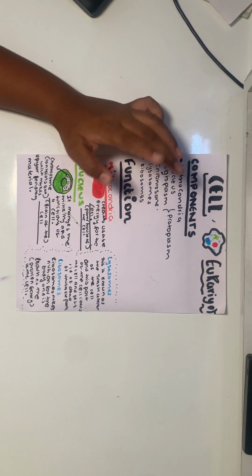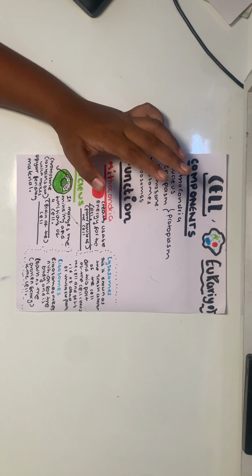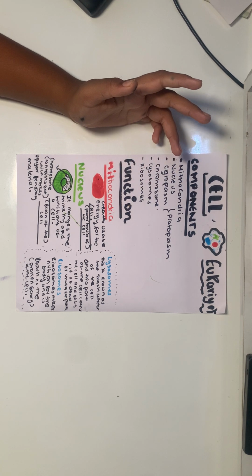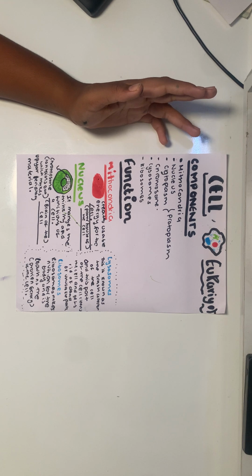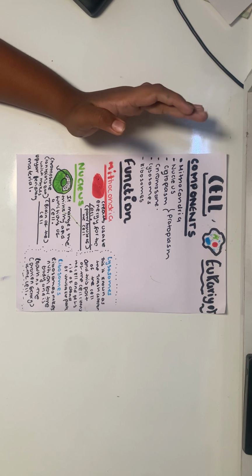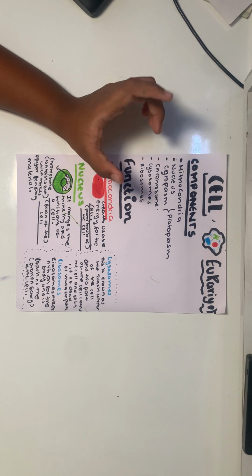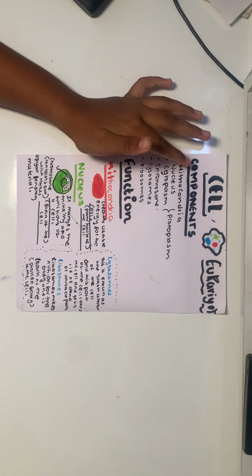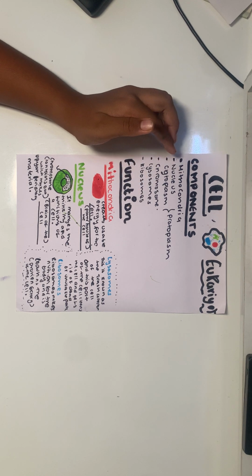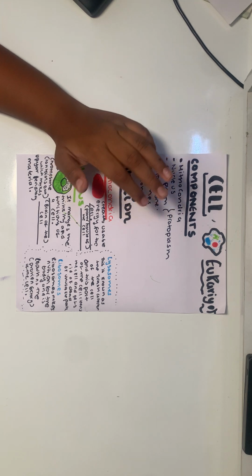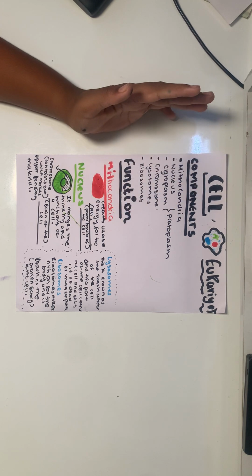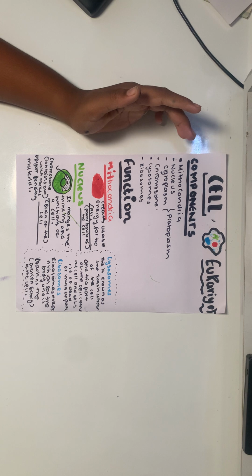The main difference between a eukaryotic and a prokaryotic cell is that the prokaryotic cell does not have any membrane-bound cell organelles. Organelles are mitochondria, nucleus, cytoplasm, lysosomes, all of these, which the prokaryotic cell does not have. Okay, so let's get started.